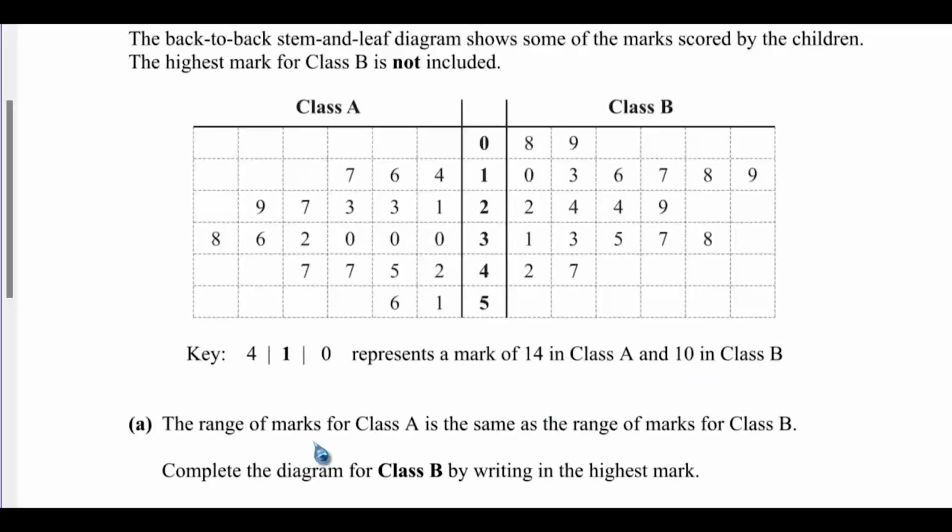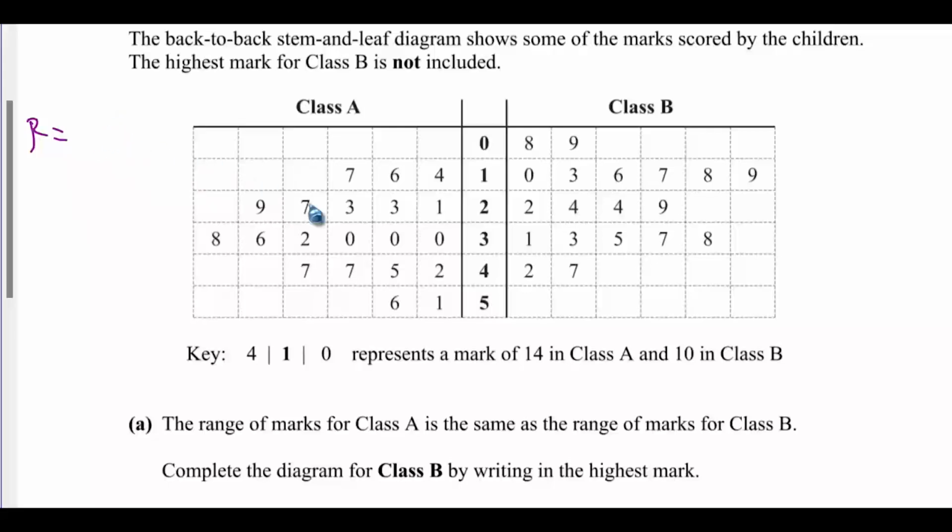So the range of marks for class A is the same as the range of marks for class B. Complete the diagram for class B by writing in the highest mark. Okay, so what will be the range? We know that range equals the highest minus the lowest, or the biggest minus the smallest.